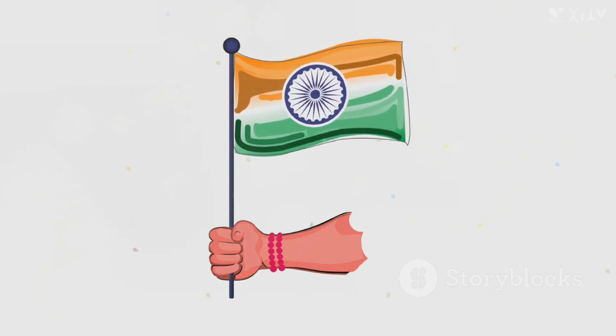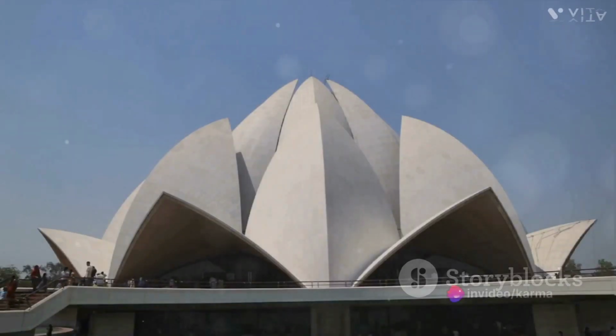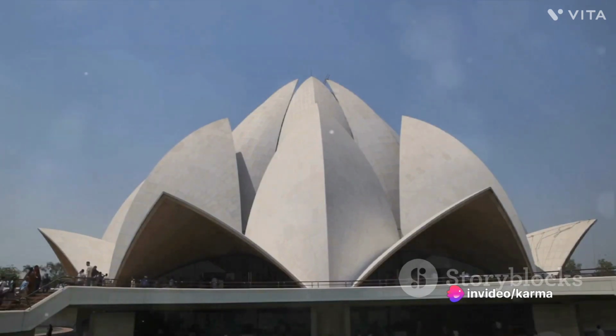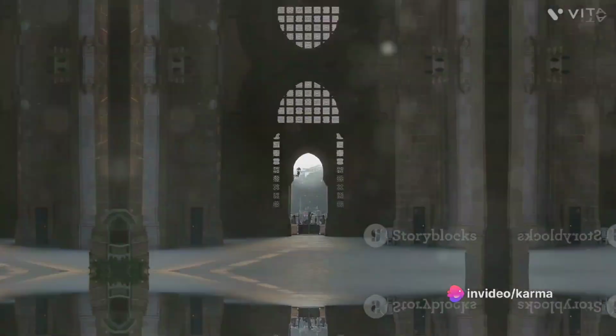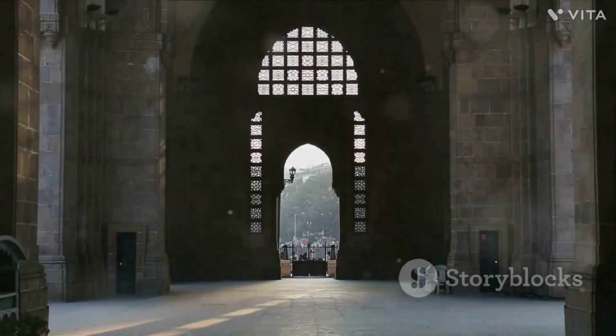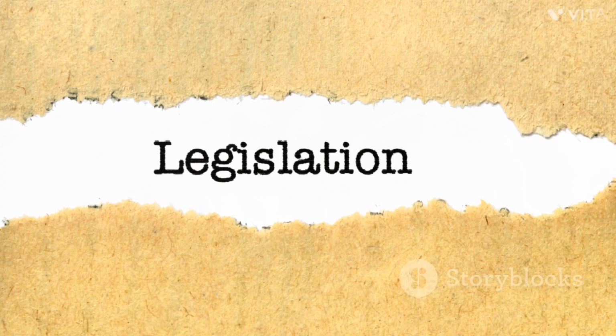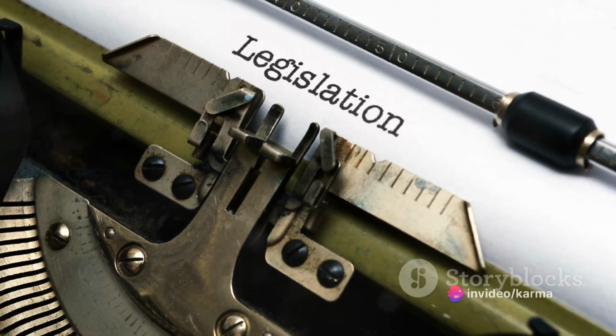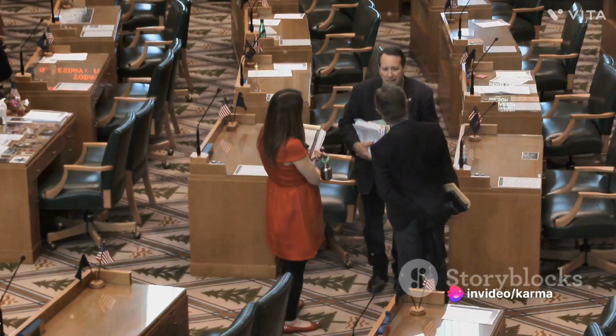A bill must be approved by both the Lok Sabha and the Rajya Sabha before it can be sent to the President for his assent. While the Lok Sabha and Rajya Sabha have different members and functions, both are integral to the lawmaking process. Now we know who the players are, but how does a bill become a law in the Indian Parliament? Well, it all starts with the introduction of a bill in either the Lok Sabha or the Rajya Sabha.